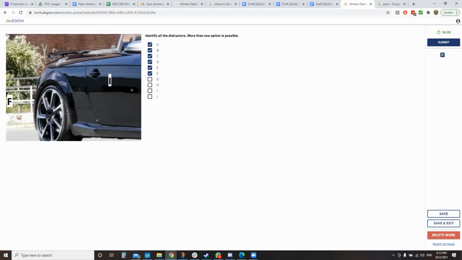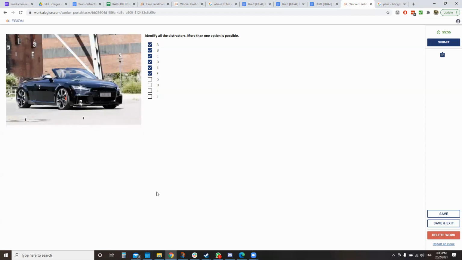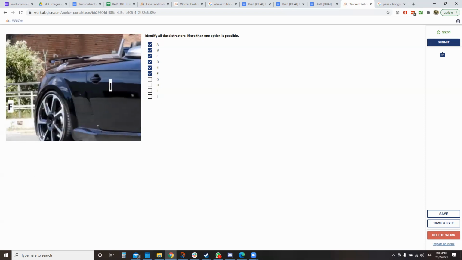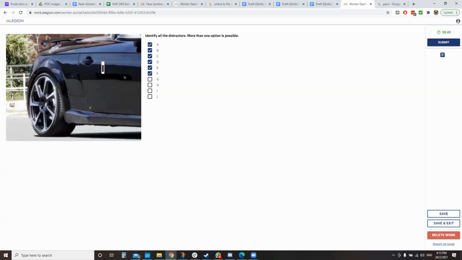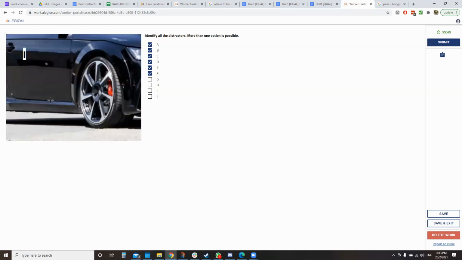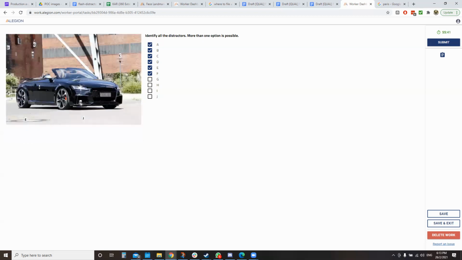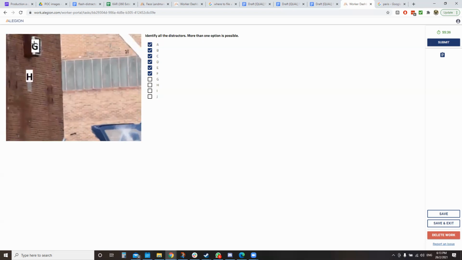So F is definitely a distractor. If you look at the picture, you feel that this area could be a bit cleaner. Because of this line, it looks a bit cluttered. And also this part should be a distractor, but it's not labeled, so it's fine. So F confirmed. G obviously.